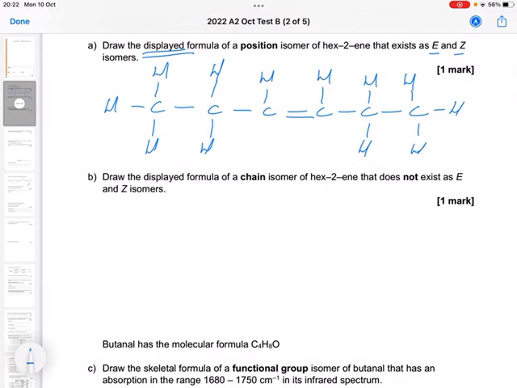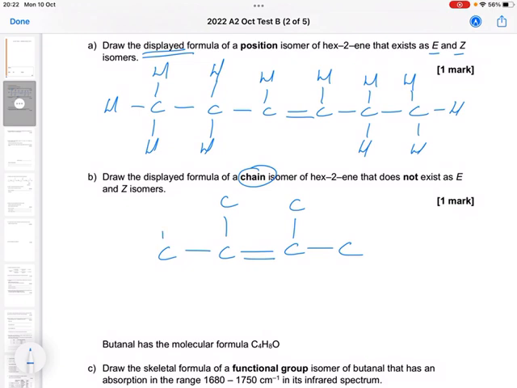Draw the displayed formula of a chain isomer. So I've got to have some sort of branching in here of hex-2-ene. So it's still got to be on carbon number 2. 2, 3. So if I put that there. So 1, 2, 3, 4. So yeah, if I have 4 there that does not exist, so 5, 6, that would do that.